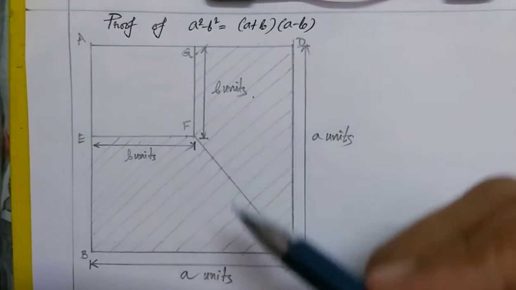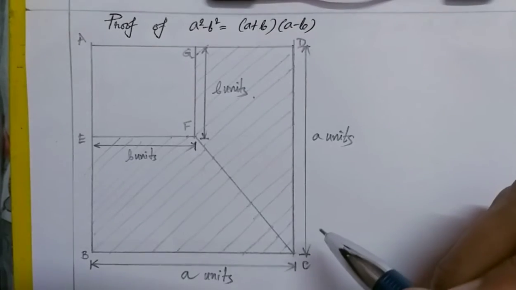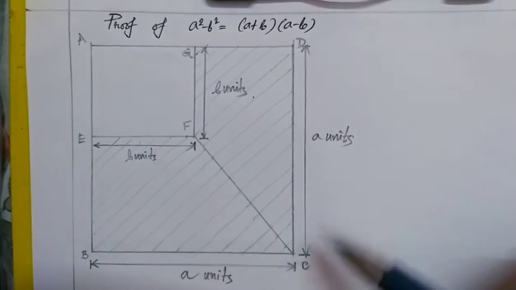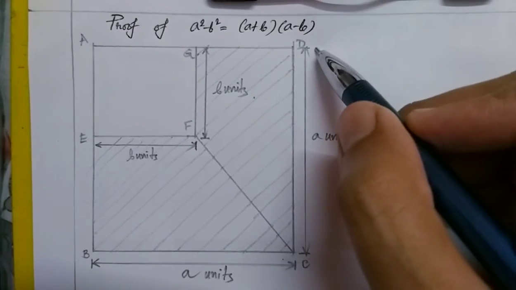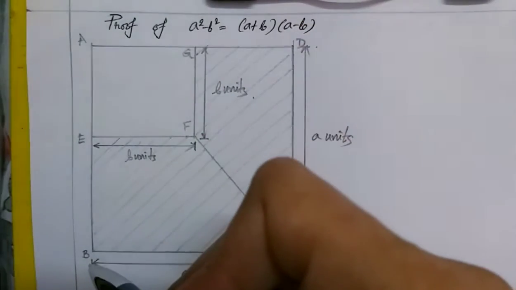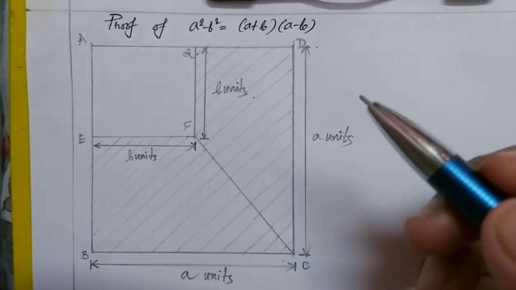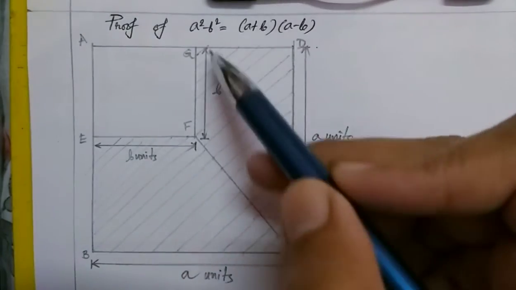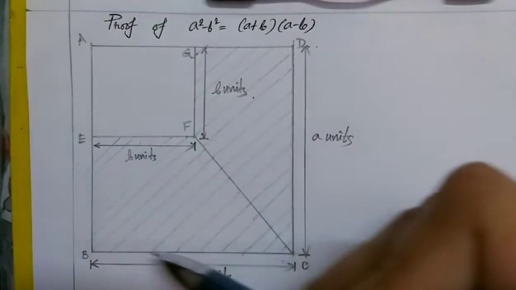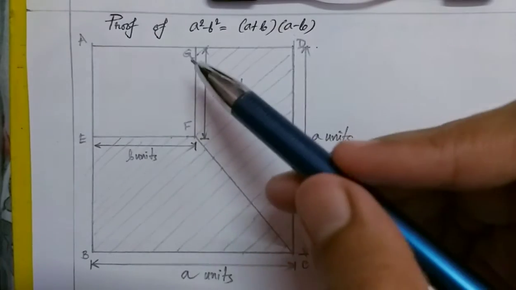I have taken the length of each side of the bigger square ABCD to be a units. This side measures a units, this side a units, this a units, this a units, because all of you know that a square is a quadrilateral which has all of its sides equal. Similarly, for the smaller square, each side measures b units.